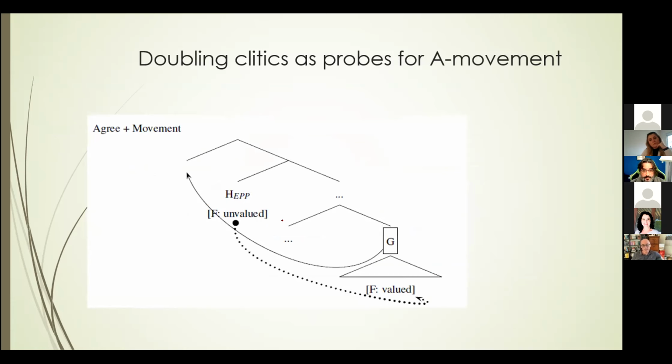The Agree theory in Chomsky 2001 is an asymmetric relation which consists of a probe. This probe has a set of unvalued features. These unvalued features have to be valued. Then the probe looks for a goal with valued features in its complement domain, and if it finds such a goal, then it values the unvalued features. It could be the case, Chomsky argues, that this head has a diacritic, which he calls the EPP feature. And if that is the case, this is an instruction to move the goal to this position, right? This is an Agree plus Move model.